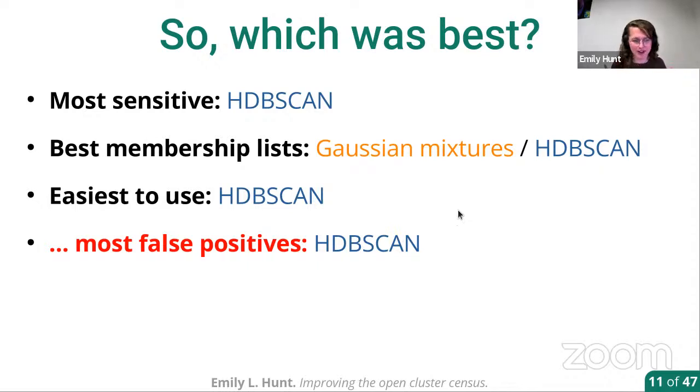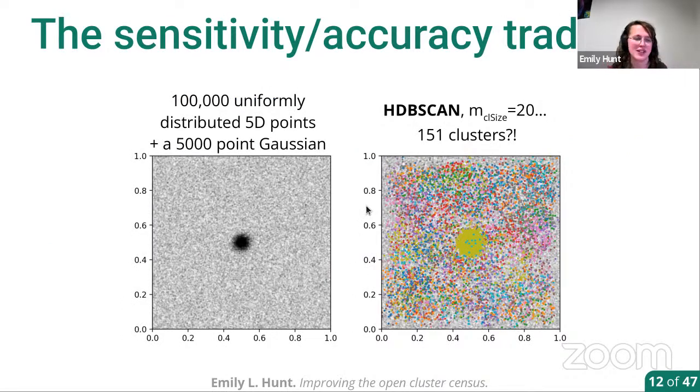And so we have this paradigm where we have this really sensitive algorithm that looks really good in a lot of metrics, but it also reports a huge number of false positives depending on how you use it. And this is a sensitivity-accuracy trade-off with this algorithm, and you cannot just trust its results blindly. To look at another piece of example data, this is just 100,000 uniformly distributed points in 5 dimensions. We're just looking at 2 dimensions of it here, with a 5,000 point Gaussian cluster in the middle. So you can see there's these randomly distributed points around this really, really dense cluster in the middle. This looks kind of analogous to detecting, say, a big open cluster in 5-dimensional Gaia data.